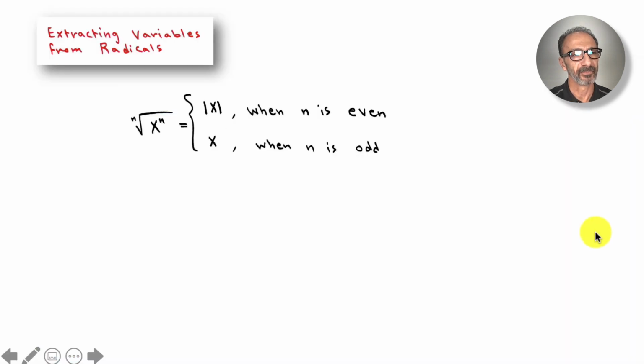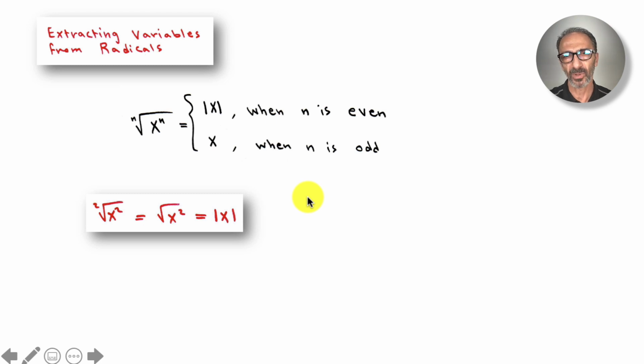We have extracting variables from radicals. From the part 1 video, if you have the nth root of x to the power n, and n is even, use the absolute value of x. If n is odd, we discussed that and we showed you the graph, it stays x. We're going to use this in many examples in this video.